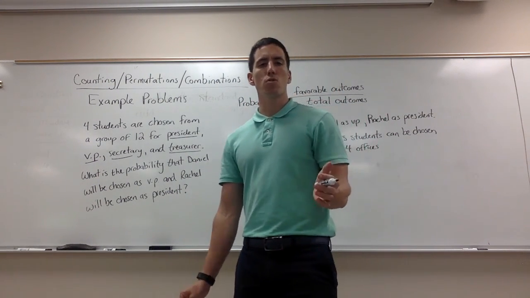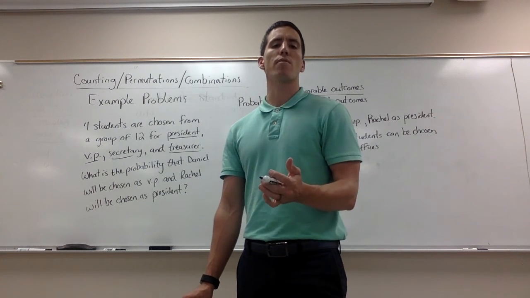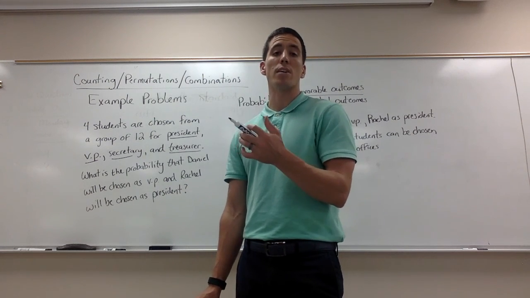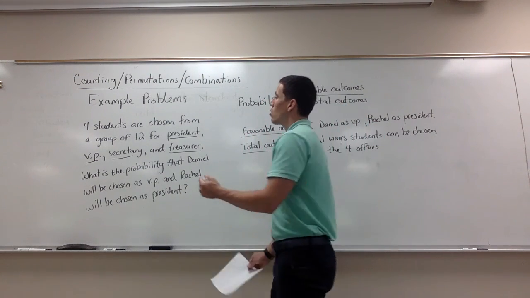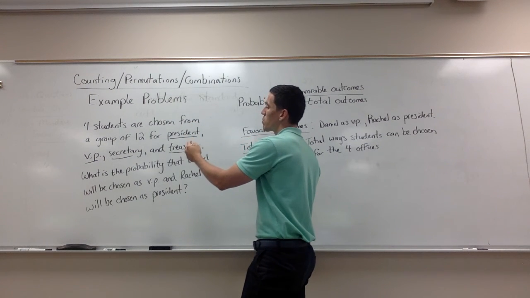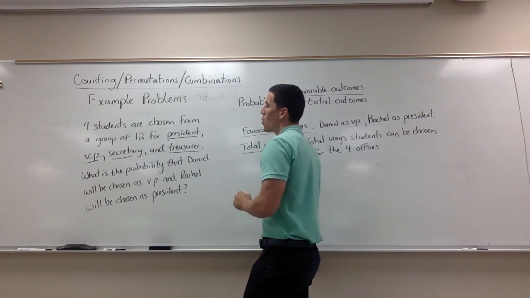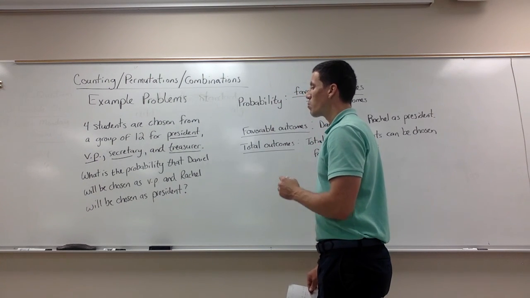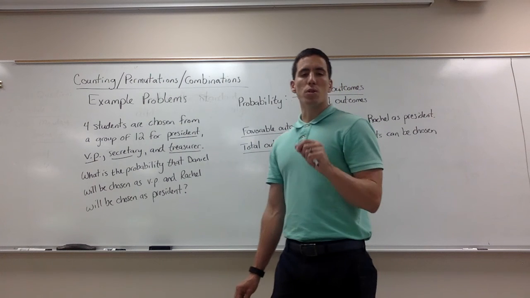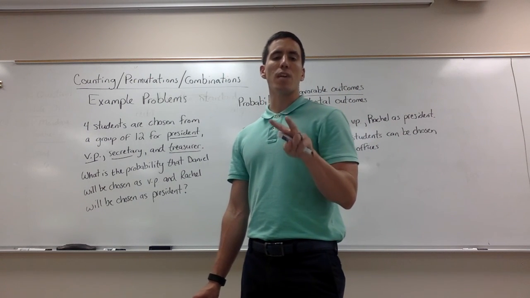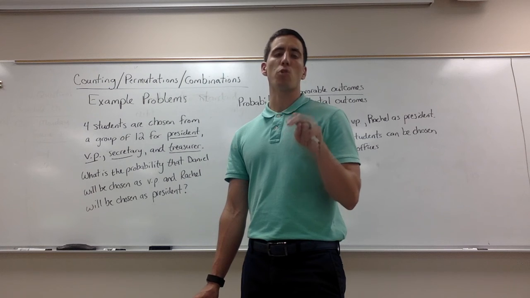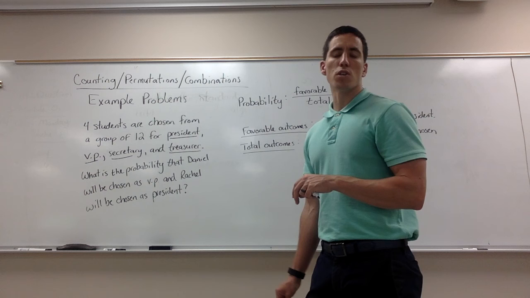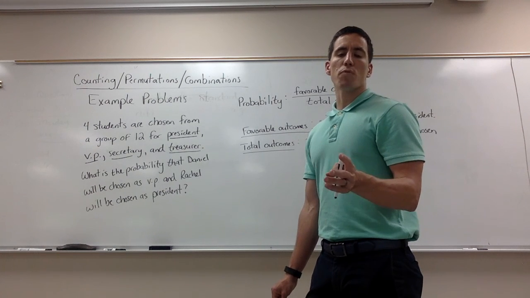Based on the previous two videos and your study, we already have the tools to be able to answer that question. But this problem throws a little twist at us and adds something extra. So four students are chosen randomly from 12 for these four roles. And we want to know, what is the probability that Daniel will be chosen as vice president and Rachel will be chosen as president? So we're taking two people from the group, Daniel and Rachel, and we want to know the probability that specifically Daniel will be the VP and Rachel will be the president. So a more difficult problem.